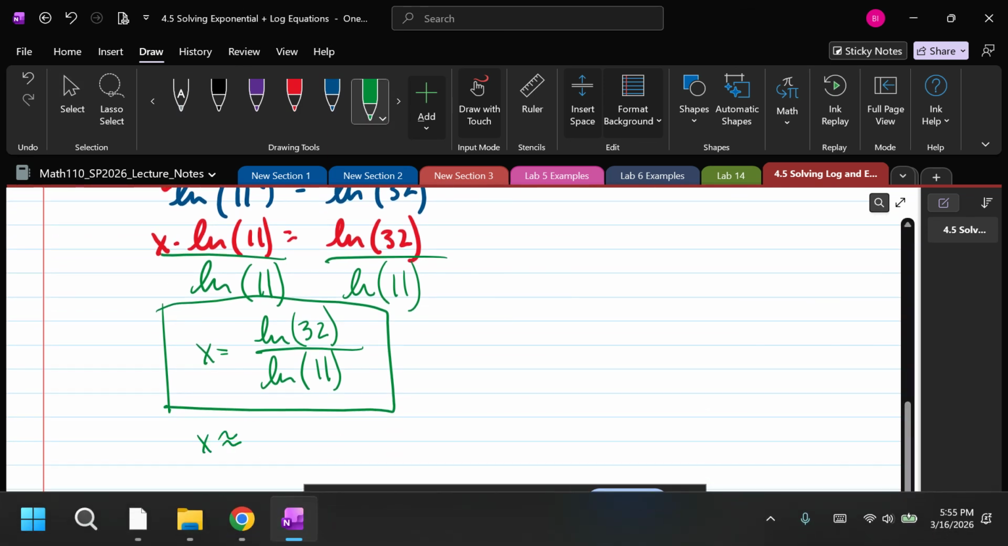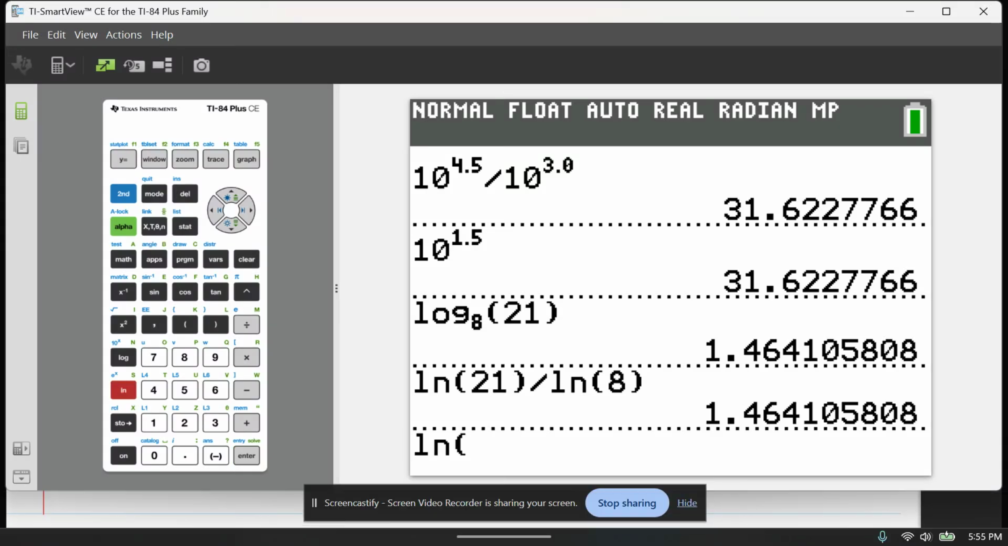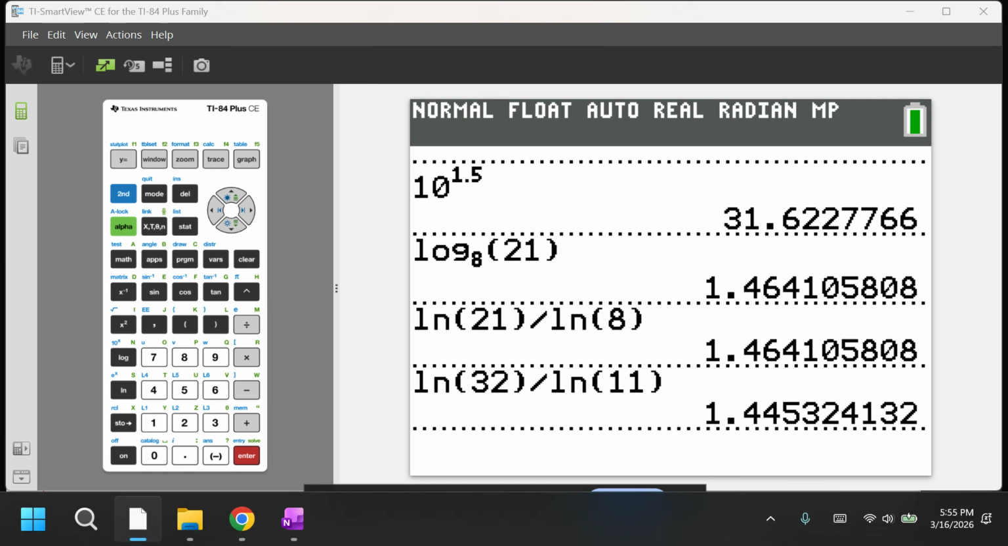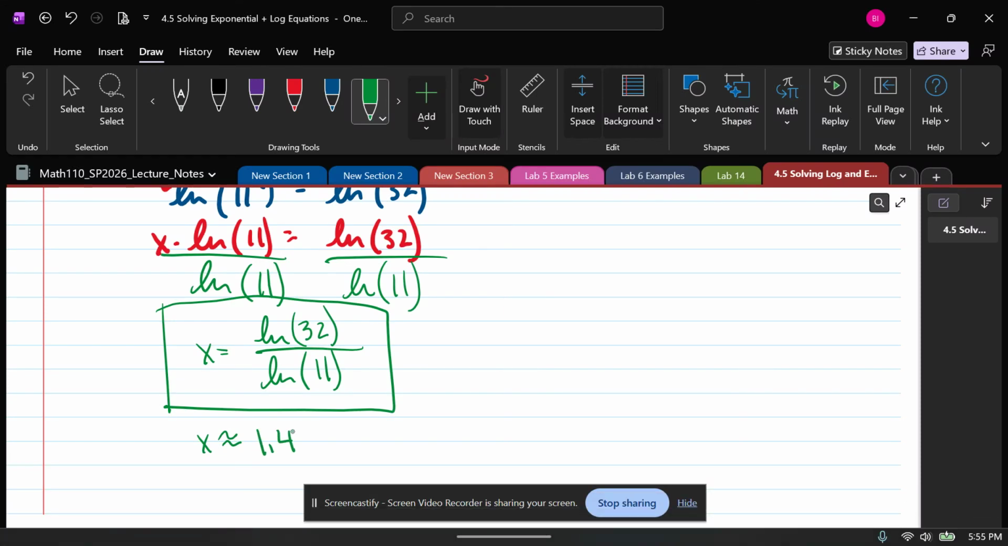So on my calculator, I'm typing in natural log, that's the button beside the 4, of 32, close the parentheses, divided by a natural log of 11. Enter. 1.4453. So 4 decimal places. 1.4453.